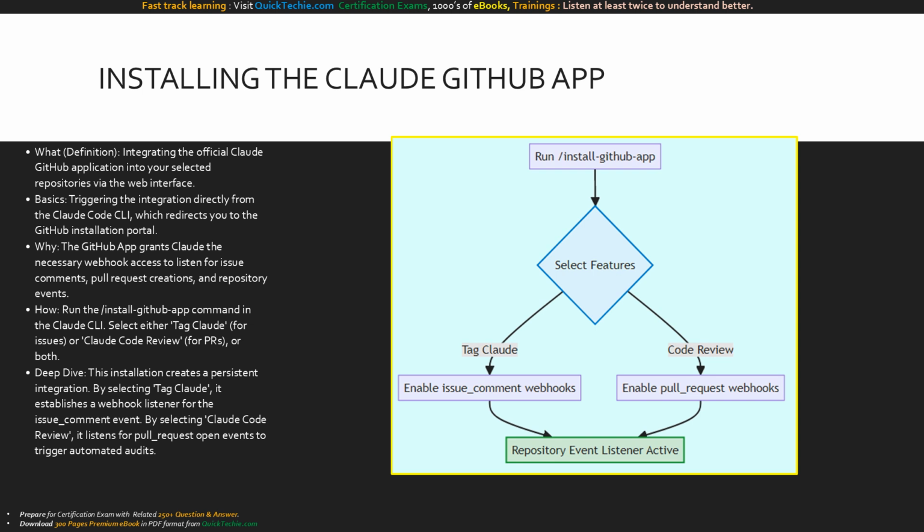Here we see the installation flow. You run the installation command and immediately hit a decision node, select features. You can choose Tag Claude, which enables issue comment webhooks, or Code Review, which enables pull request webhooks. Both of these paths converge at the green node at the bottom, resulting in a fully active repository event listener that stands by, waiting for developer input to spring into action.